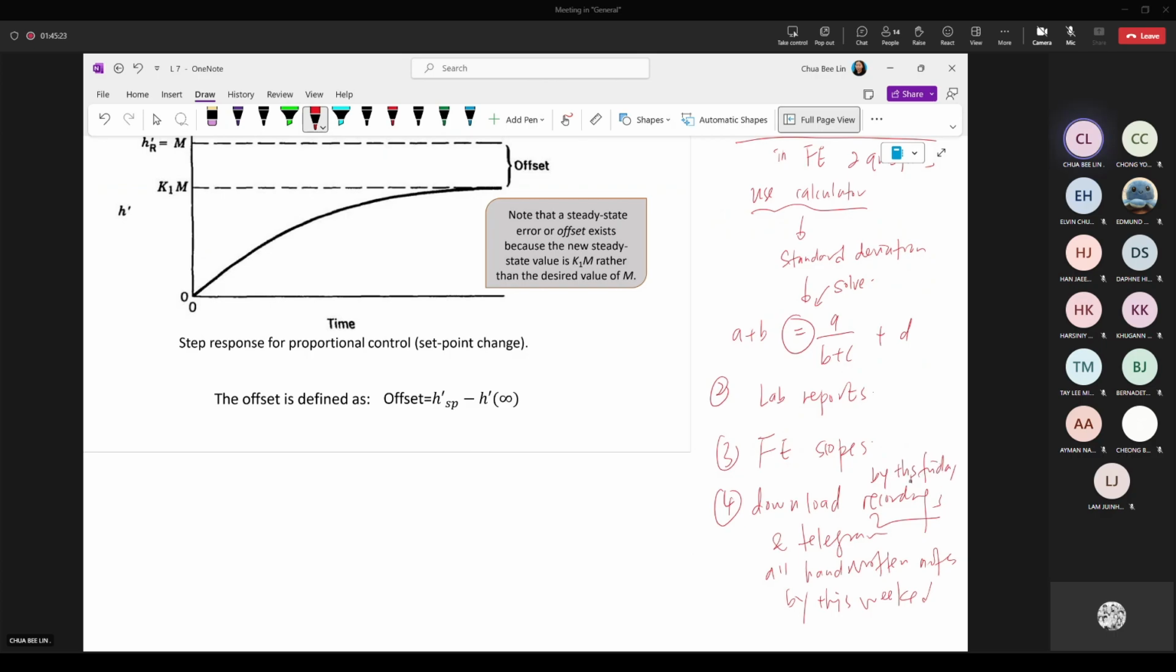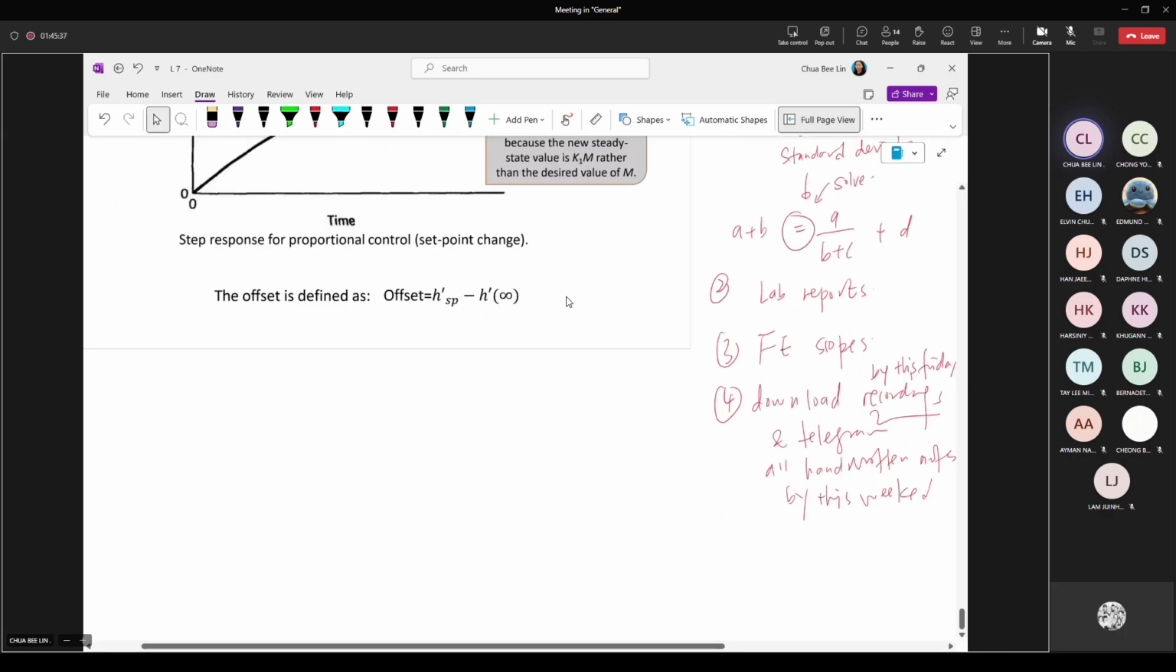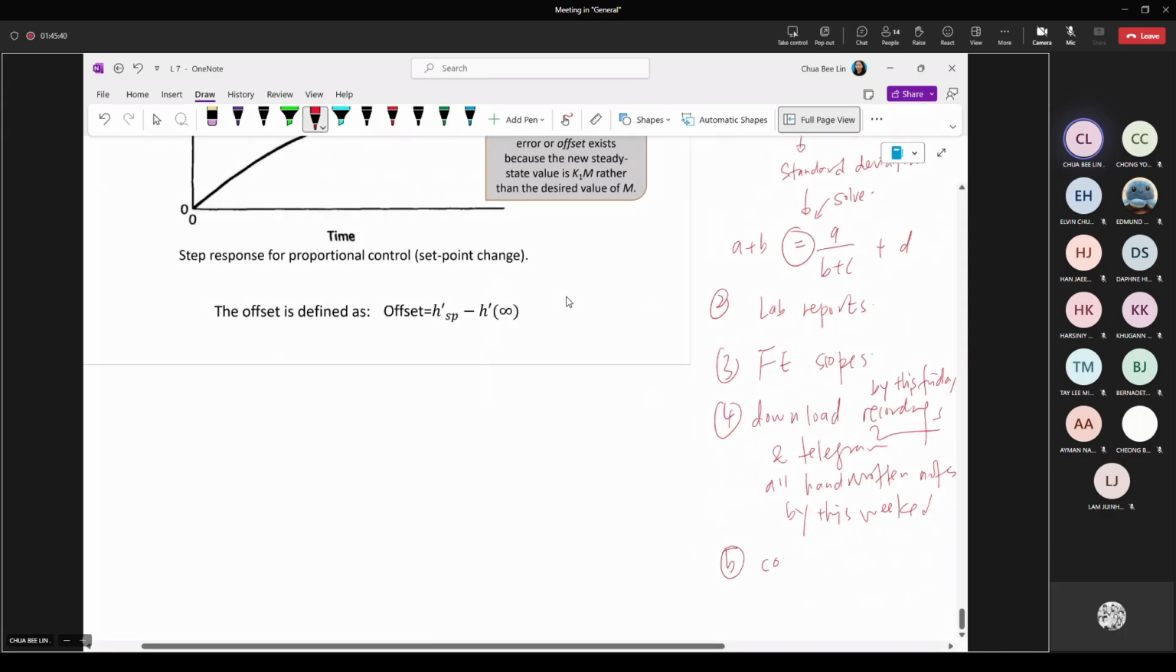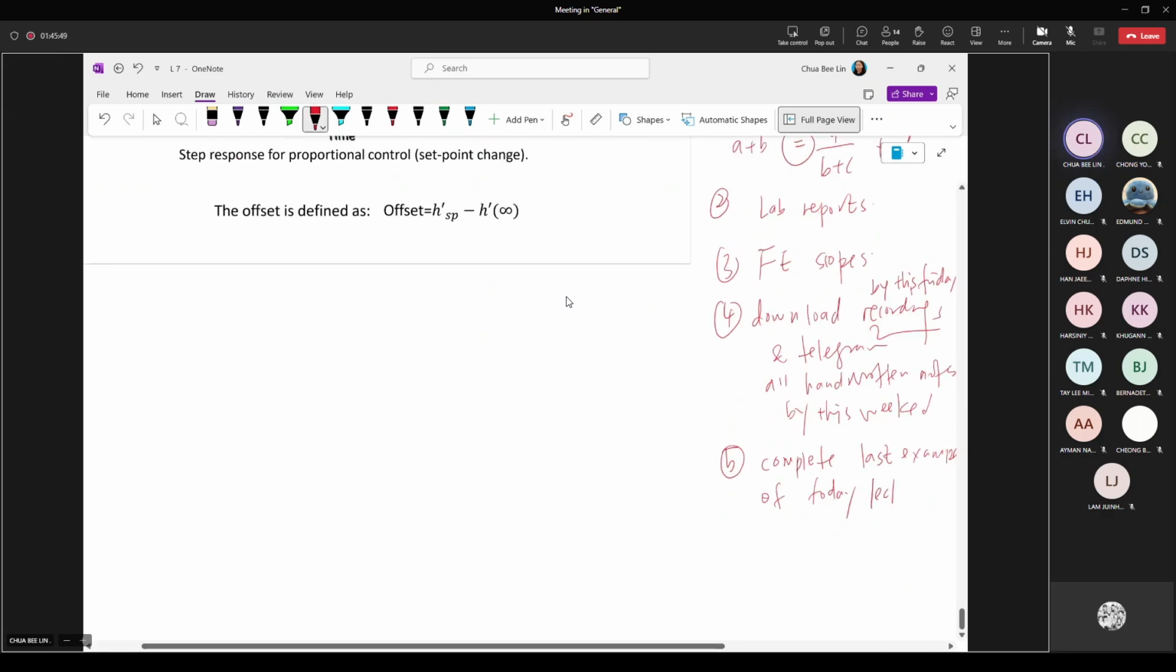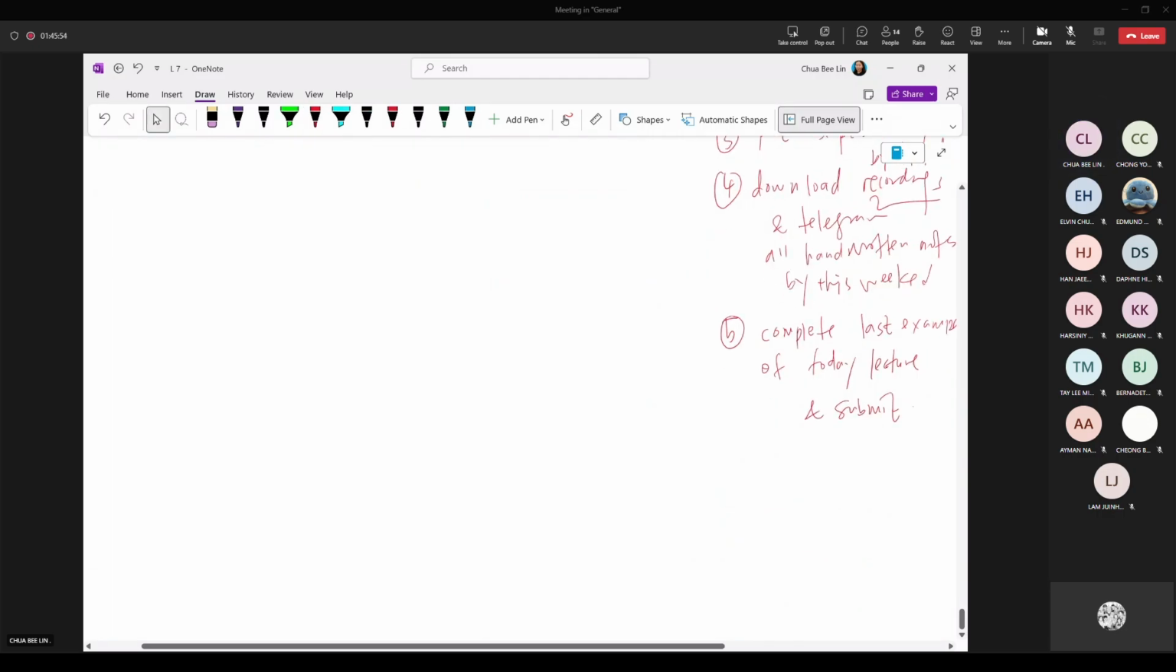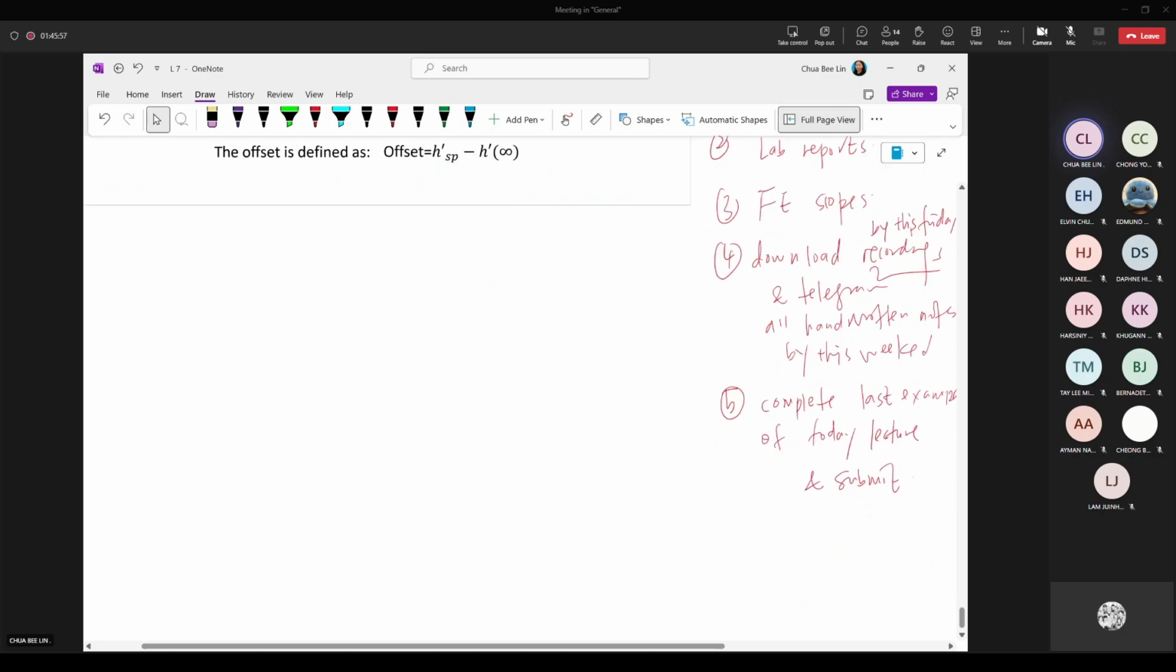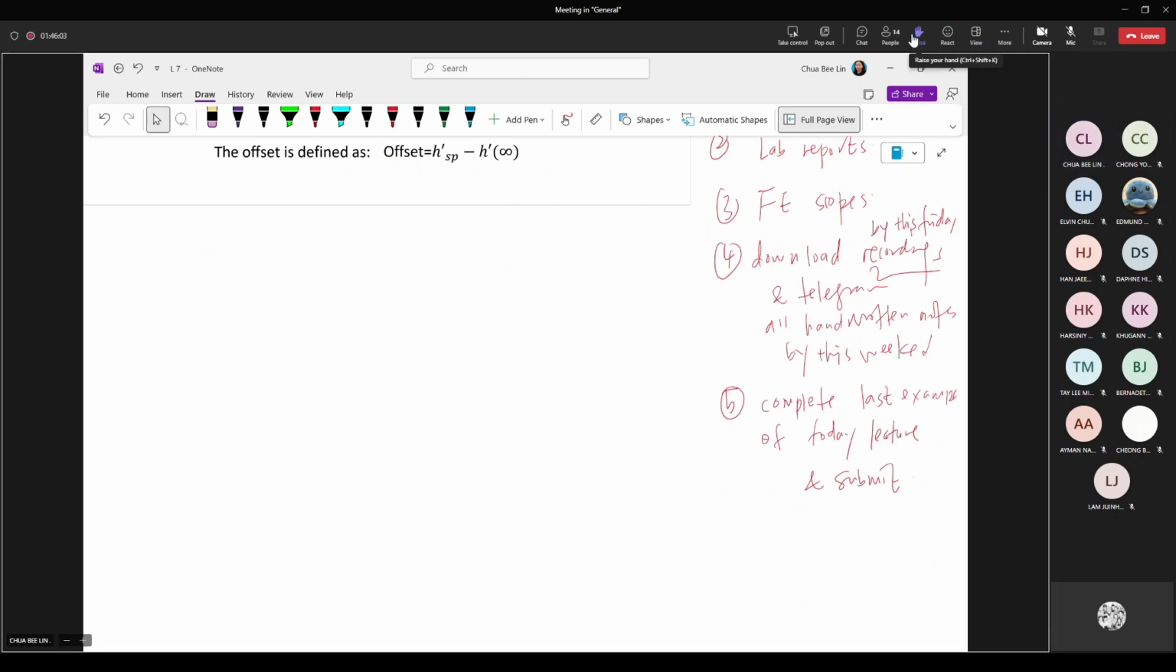So if you can do it now, today is our last session already. At night time, you go and download everything and keep it for yourself. Don't share with your juniors, don't share with other lecturers. This one is for your usage, for your revision. Other than that, the last one will be to complete the last example of today's lecture and submit. Okay, then the scope, I think we will focus more during the 6 o'clock session. So that's all for today. Thank you very much. Stop sharing.